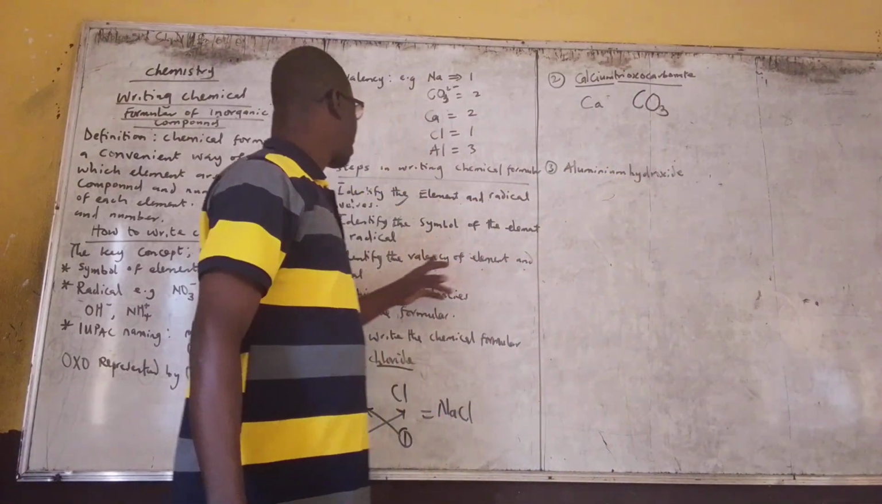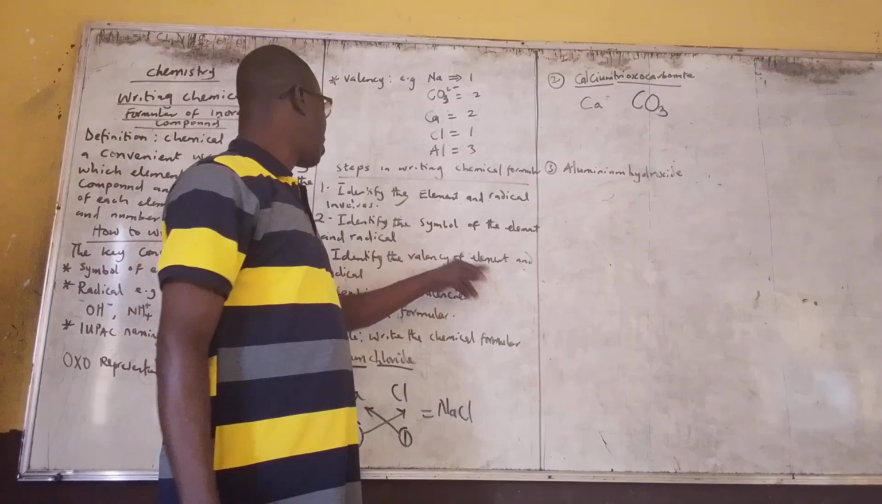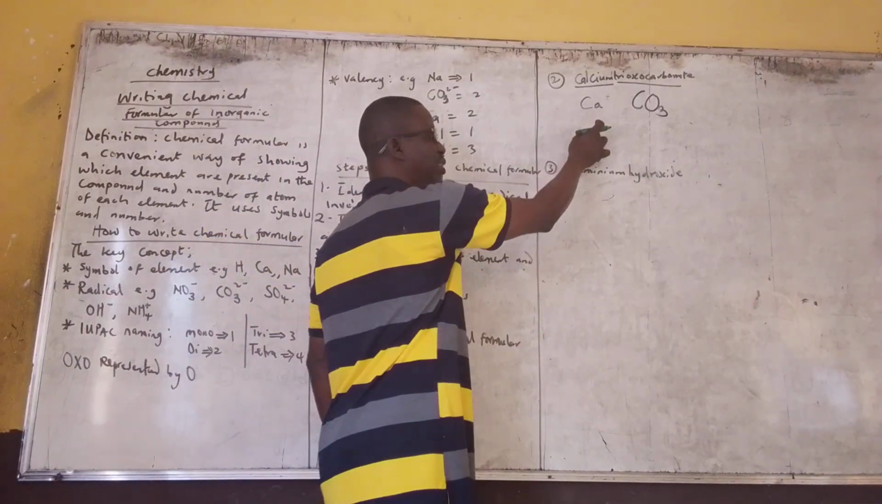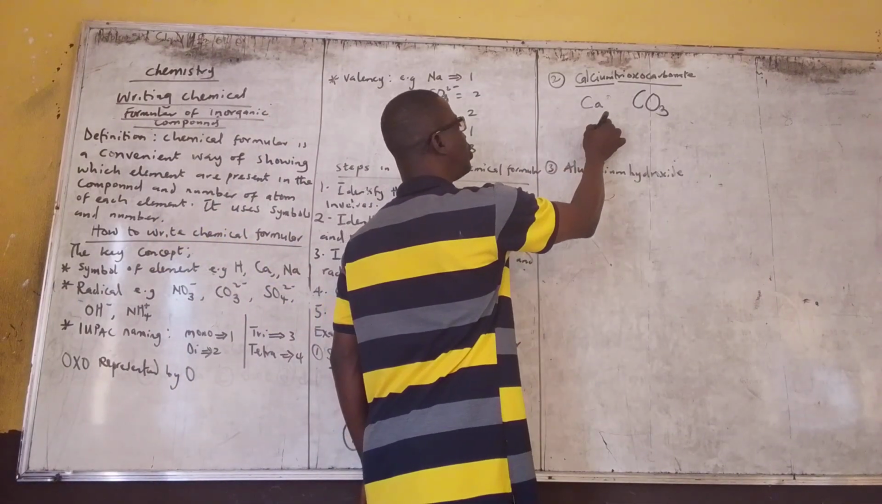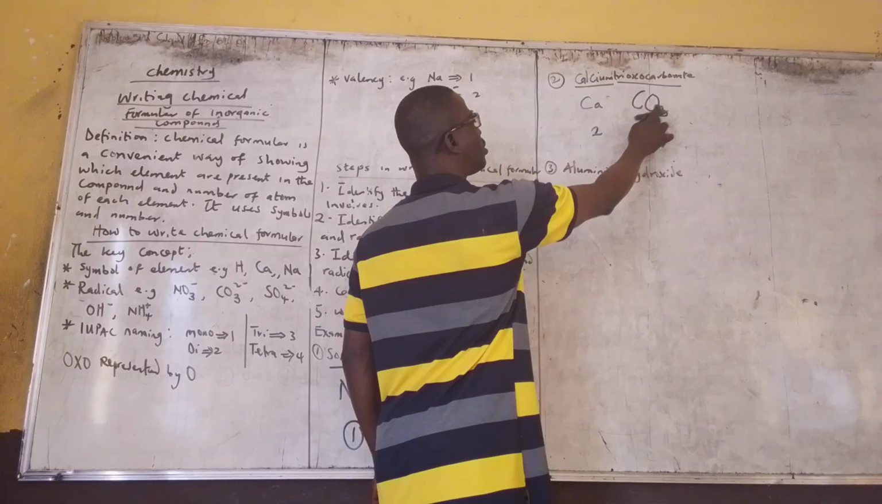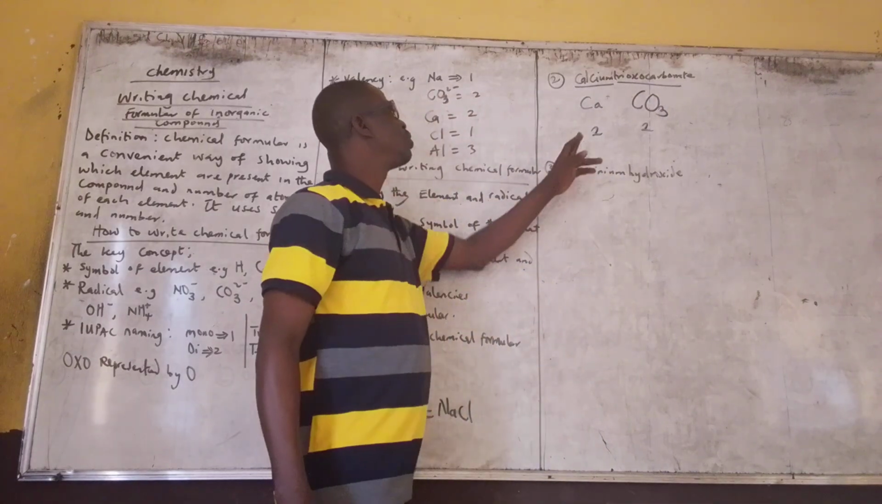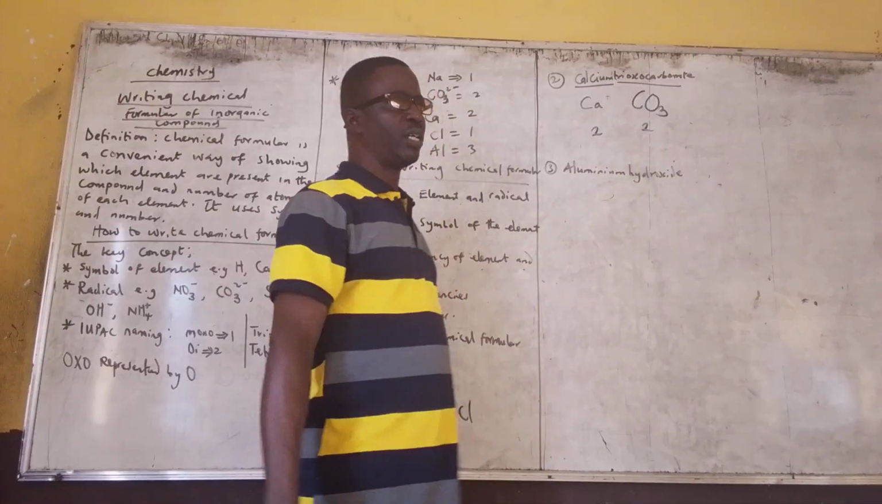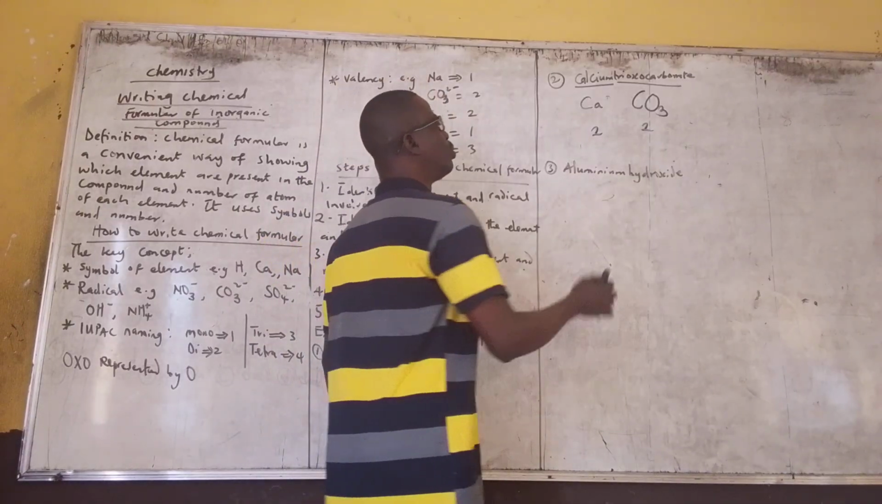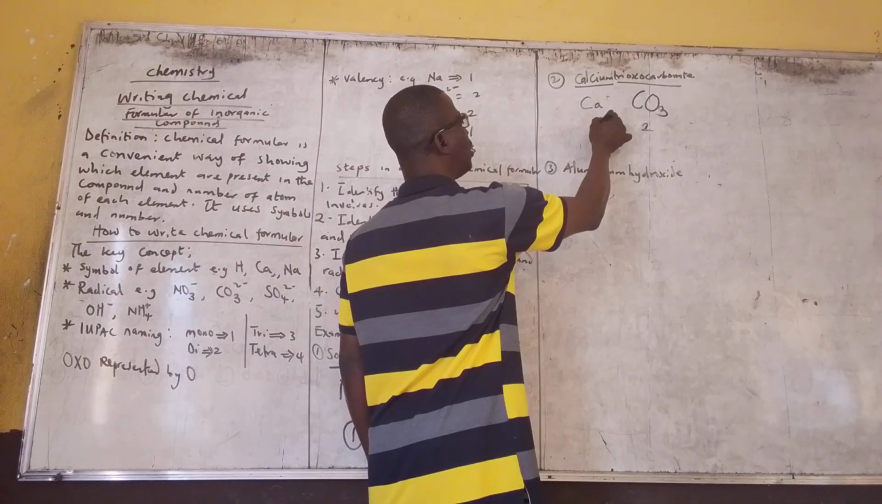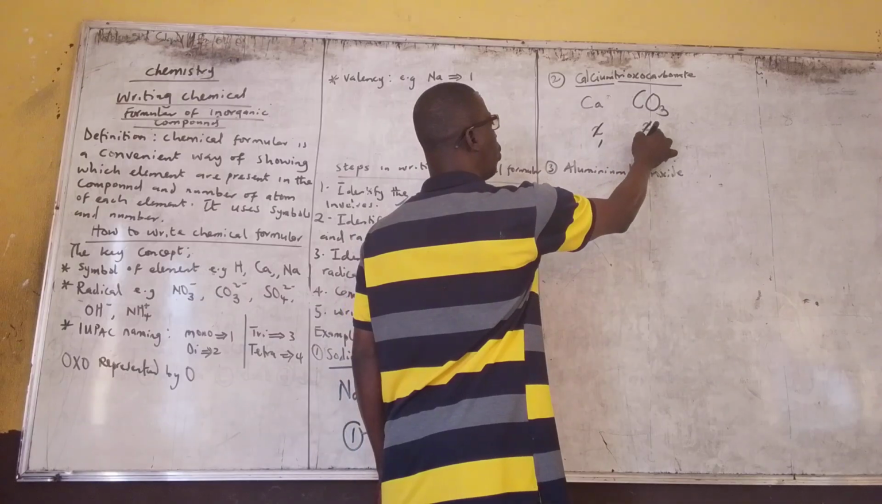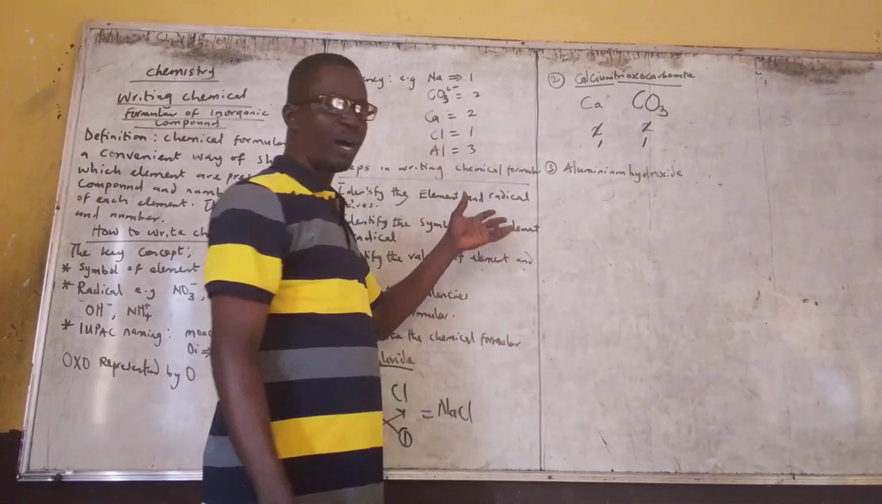Alright, the next after that is the valency of the element and the radical. So what is the valency of this element? Calcium, this is 2. The valency of trioxocarbonate is also 2. So we are having 2 here, we also have 2 here. So what do we do? Reduce it to 1. 2 here, 1. 2 here, 1.